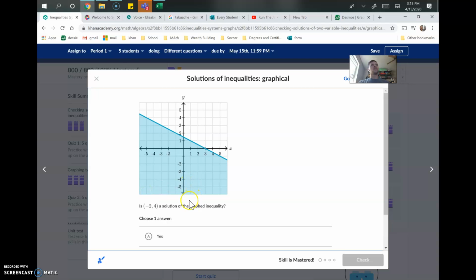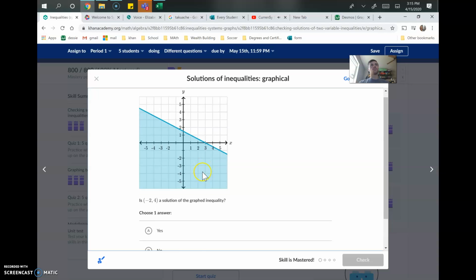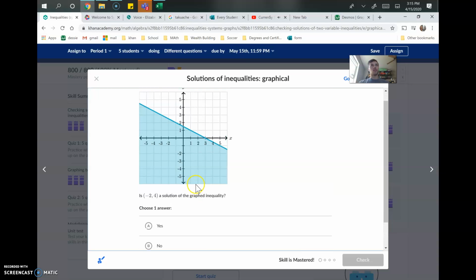Here we've got a math question, and the question's asking us, is this coordinate point (-2, 4) a solution to the graphed inequality? You can see here's the graphed inequality. We've got a solid line shaded below, and we're just checking yes or no. So if I look at the coordinate point, I would go to -2 for x, which is right here, and then I got to go to 4 for y, which would be up here. So it's this, where my mouse is, that's the exact coordinate point it's referring to.